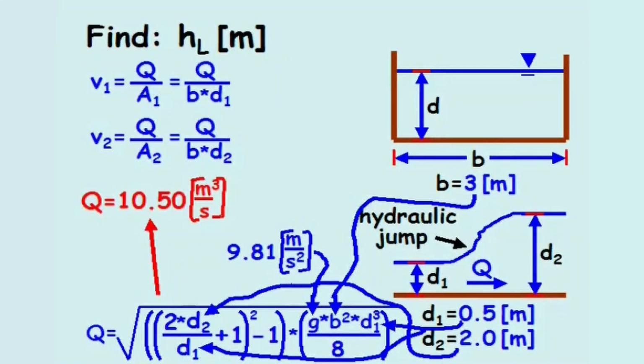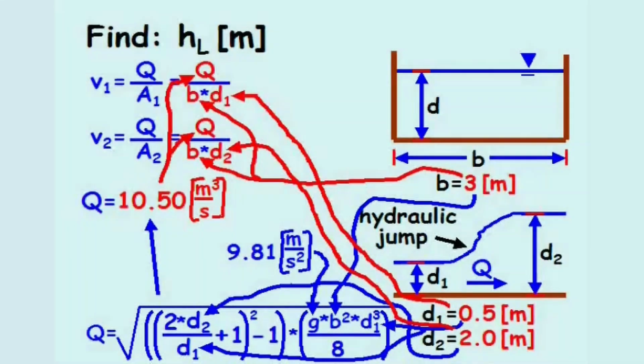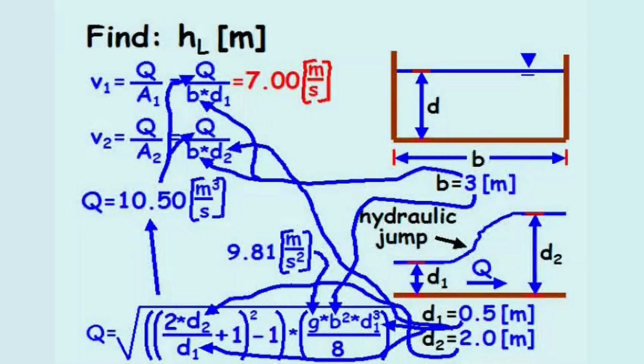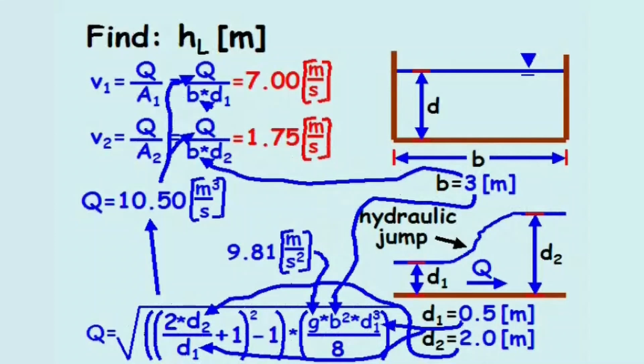To solve for the upstream and downstream velocities, the flow rate, base width, and depths are substituted in, and we get velocity 1 equals 7 meters per second, and velocity 2 equals 1.75 meters per second.